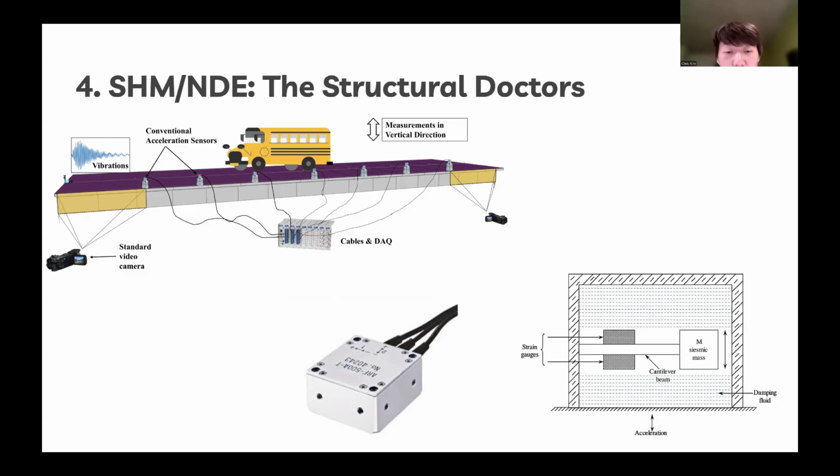While SHM is like a continuous tracker of constant flow, like regular traffic going through a bridge. And they're permanently installed, constantly giving out data to ensure safety.